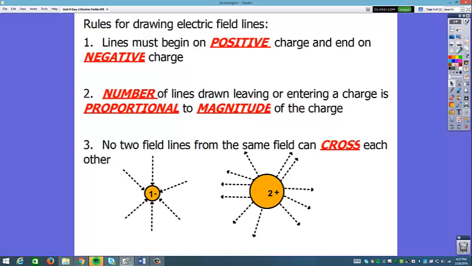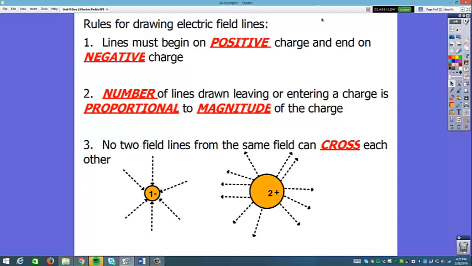Sometimes we deal with really big charges. Sometimes we deal with really small charges. If you think back to before, we talked about the charge of a proton or the charge of an electron being 1.6 times 10 to the negative 19th coulombs. How are you going to draw that? Okay, so what you do is you create a ratio, and the number of lines drawn has to be proportional to the magnitude of the charge. So if one object has 2 protons and one object has 1 electron, then the 2 proton one just has to have double the amount of lines as the other one.